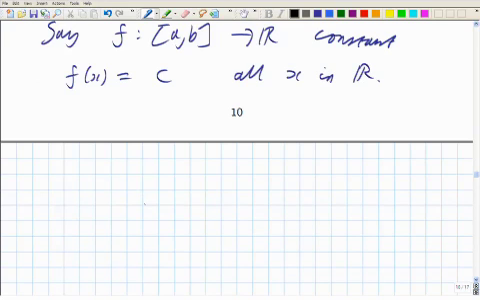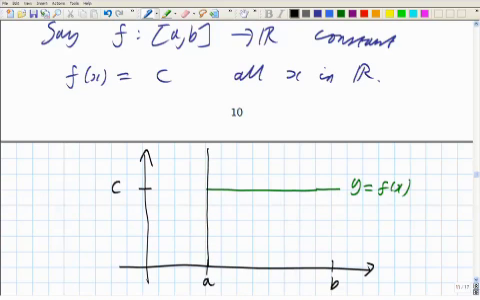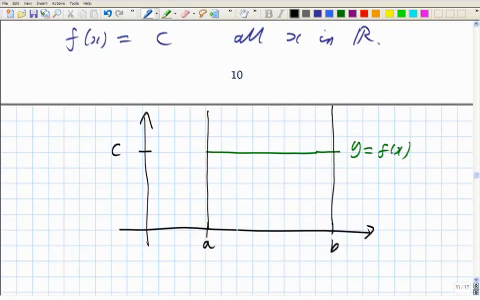So your function is constant. Let's make it a non-negative constant just to make life easy. Well, if your integral wasn't c times (b minus a), there'd be something strange going on. Well, it doesn't matter how many points you divide into, your rectangular estimates from above and below are always exact.